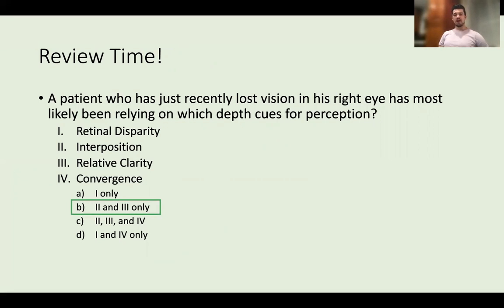Retinal disparity is a binocular cue. If a patient loses vision in one of their eyes, they are not going to be able to use binocular cues. They'll have to rely completely on monocular cues for visual perception. Retinal disparity is a binocular cue, and Roman numeral 4, convergence, is also a binocular cue. So the only ones they would be able to use are 2 and 3, interposition or occlusion, and relative clarity. So the correct answer would be B.